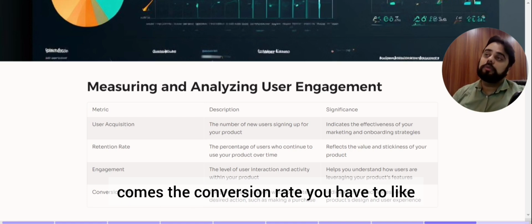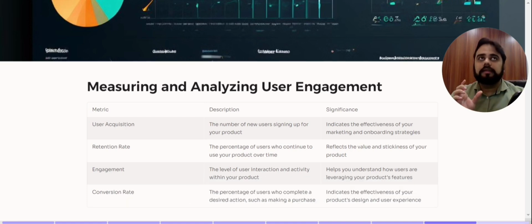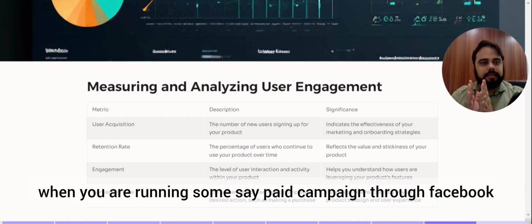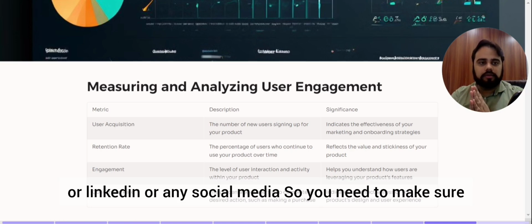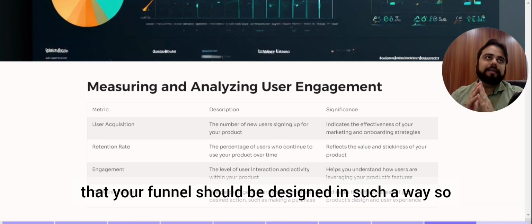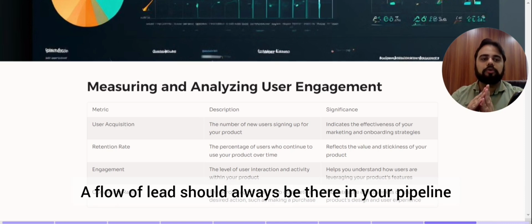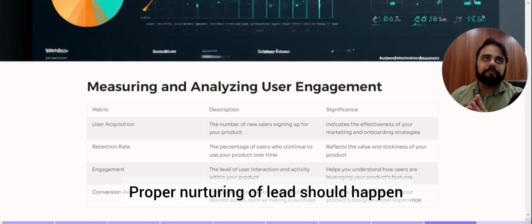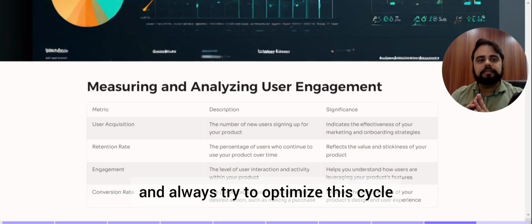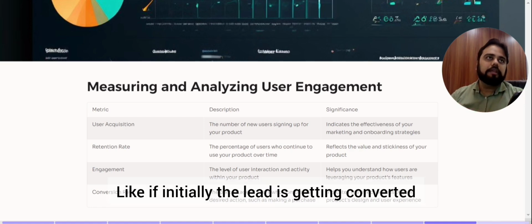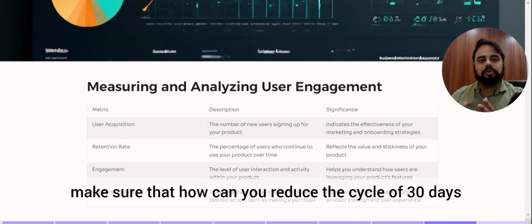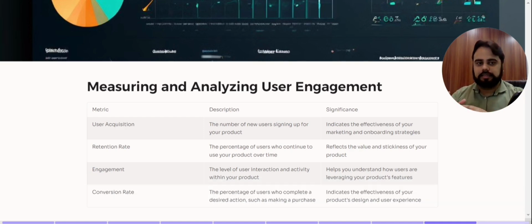You have to closely analyze this. Okay, when you are running some say paid campaign through Facebook or LinkedIn or any social media, you need to make sure that your funnel is designed in such a way that conversions are continuously there. A flow of leads should always be there in your pipeline. Proper nurturing of leads should happen, and always try to optimize this cycle. Like if initially the lead is getting converted in say 30 days, make sure कि वो 30 days की cycle को कम कैसे कर सकते हैं.